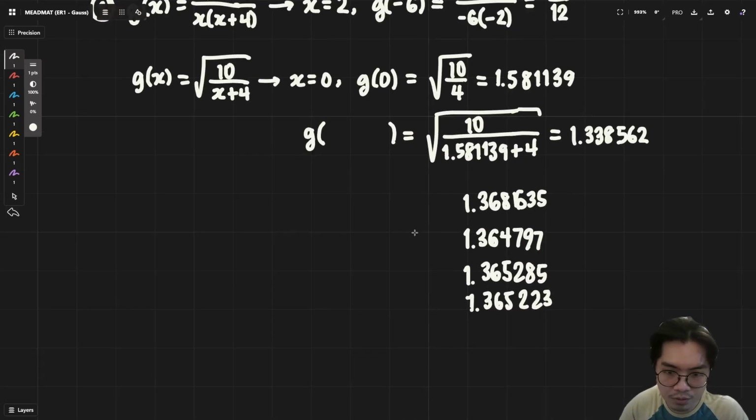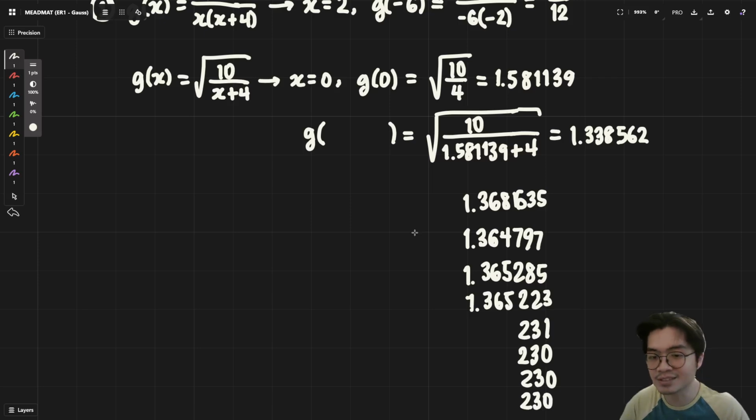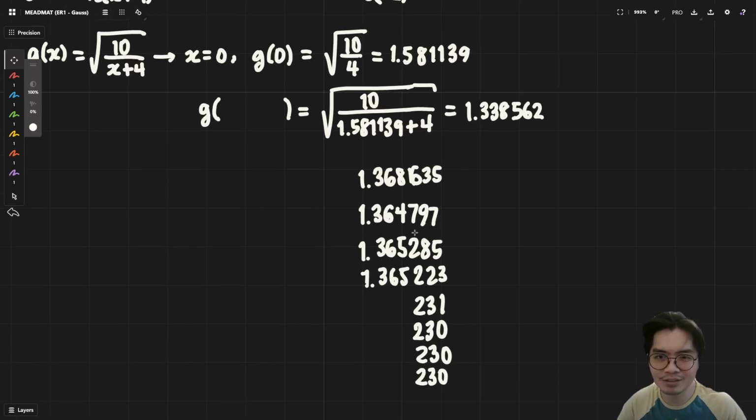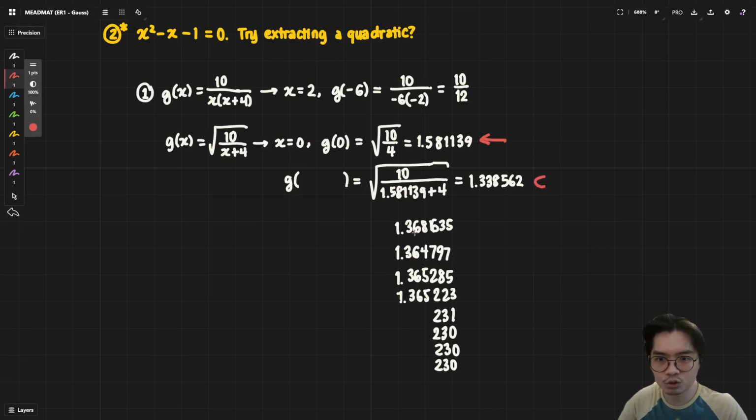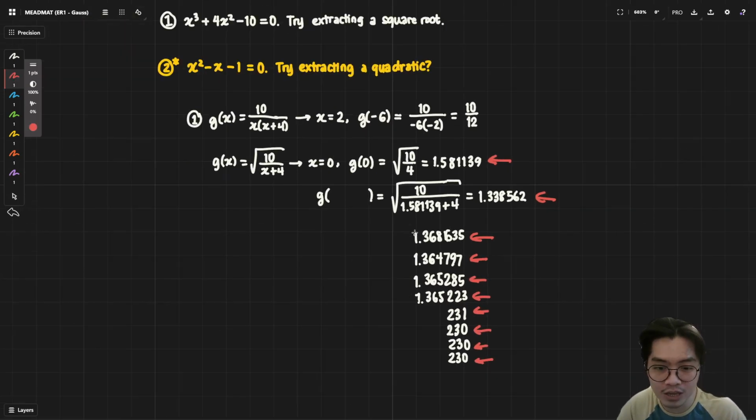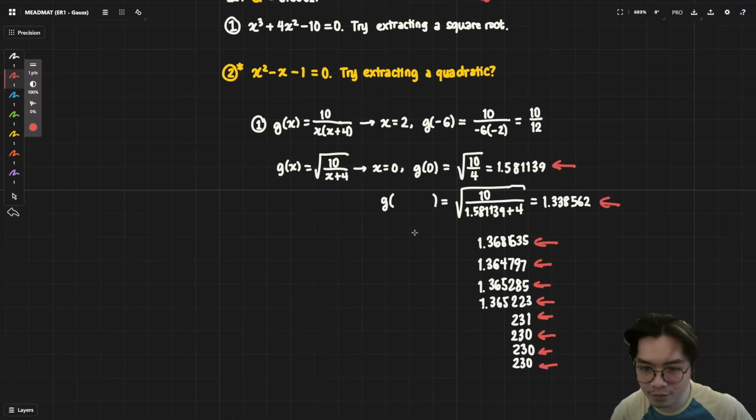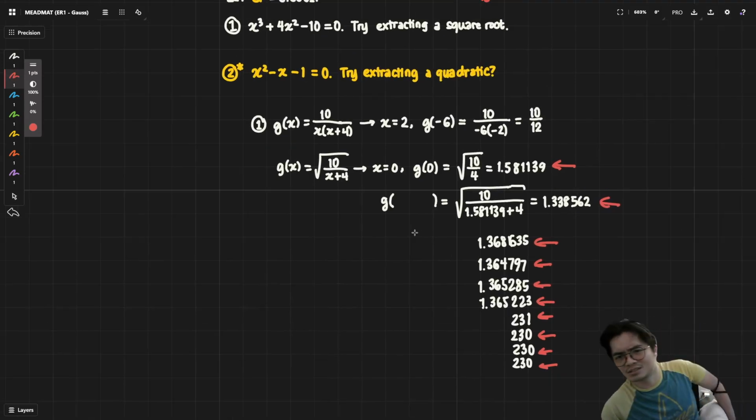And then 1.365230 or 231. We're getting closer. 1.3652299, so 230, and then 230 again, and then 230. That means, how many iterations was that? That was 1, 2, 3, 4, 5, 6, 7, 8, 9, 10. Took us 10 iterations to get to an answer where we are basically hovering at super exact values. Look at that, right?